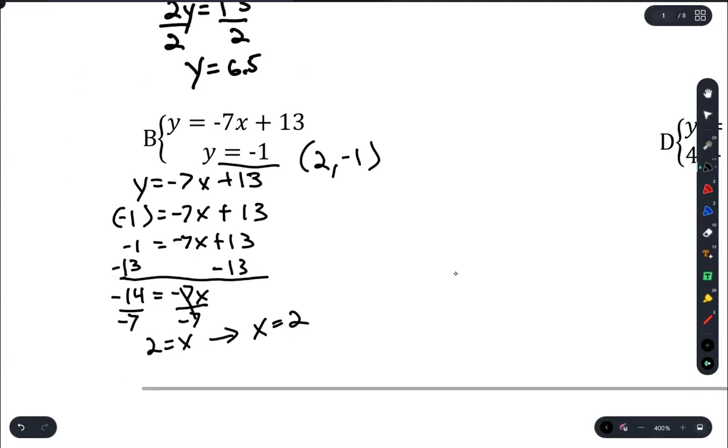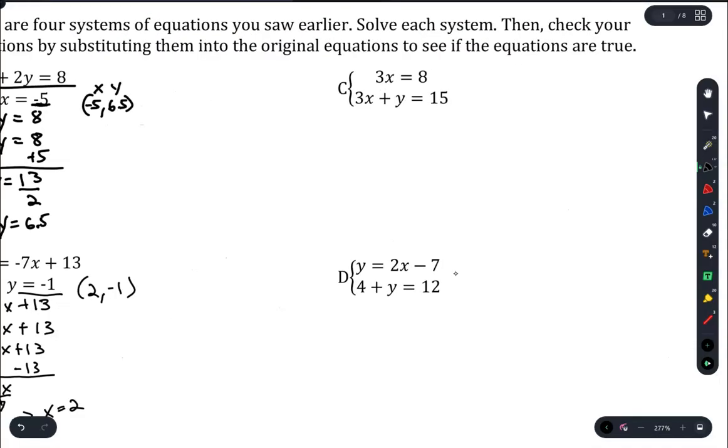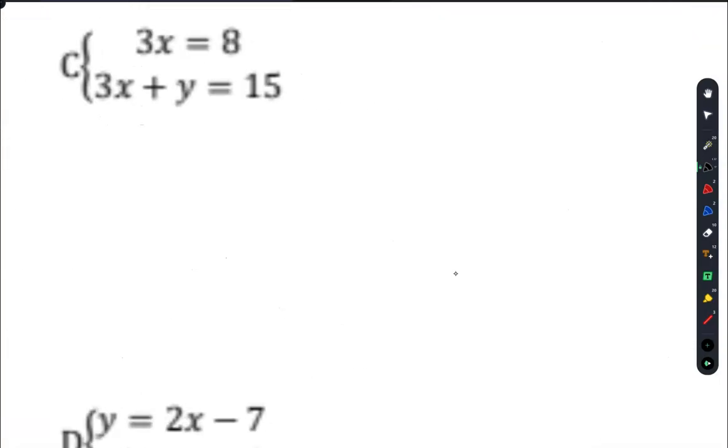All right, now let's take a look at some more problems here. All right, now here, they don't give us just simple x equal or y equal. So what we'll need to do is, instead of just putting in one number, we're going to put a whole algebraic expression in to substitute there.